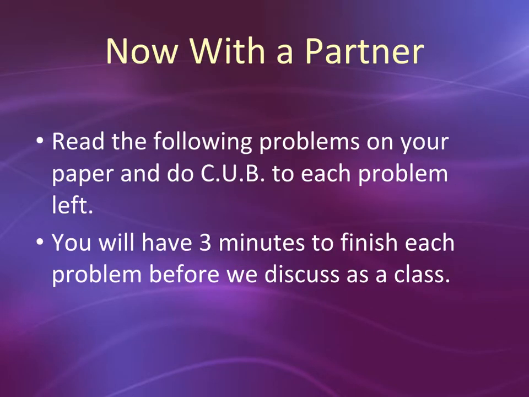So the rest of these you can practice on your own, as much time as you need. You'll read the following problems and do CUB to each problem. If you don't have these printed out, you can just write C and then write down what you would have circled. Write down U and write the sentence you would have underlined. And then B, write down the words that you would box. And then go ahead and write the expression that you would get from that word problem.